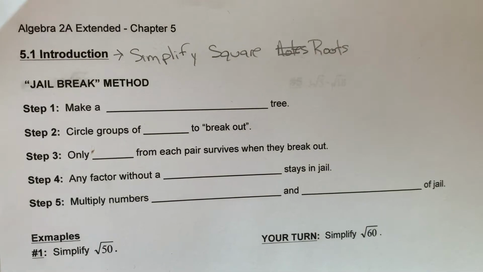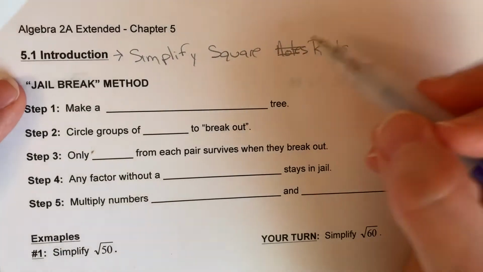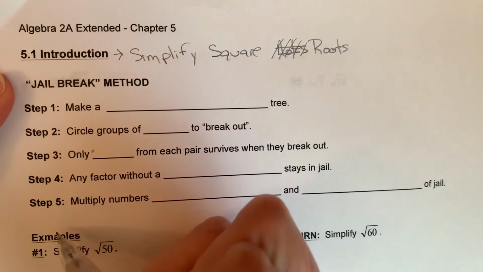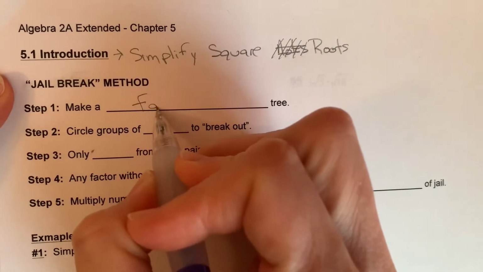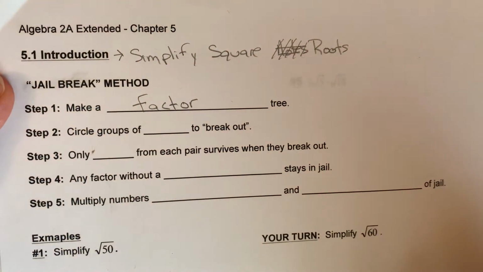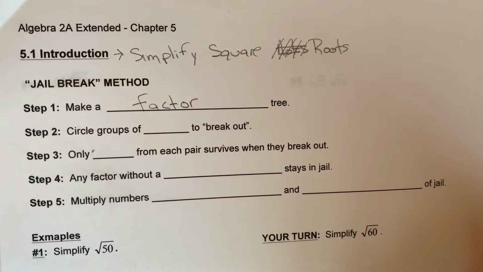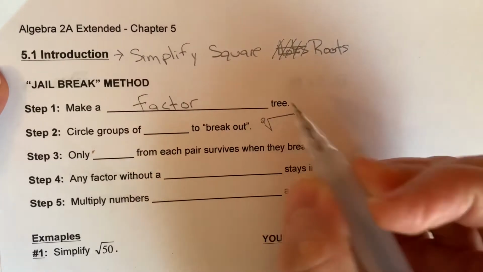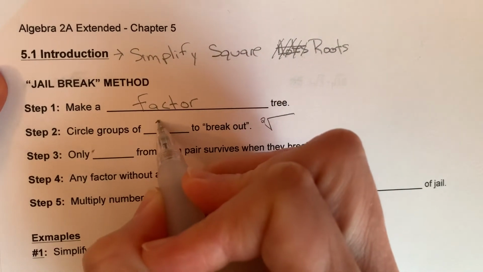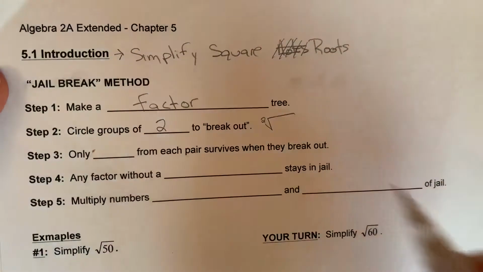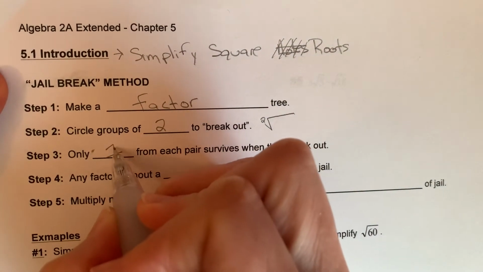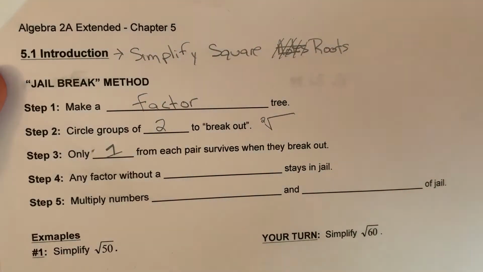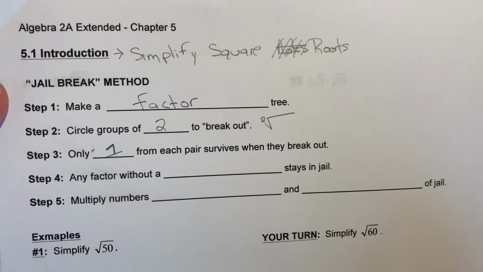We use what I like to call the jailbreak method, just because it works. Not that I'm encouraging anybody to do a jailbreak. Here are our steps. Step 1 is we're going to make a factor tree. We all remember how to do that. Then we're going to circle, for a square root where our index is 2, groups of 2 to break out of jail. Only one number or variable from each pair survived the breakout. These notes will make more sense as we do some examples.